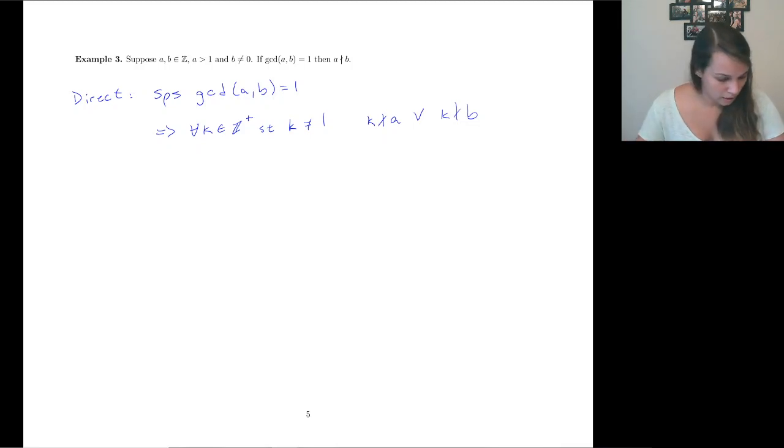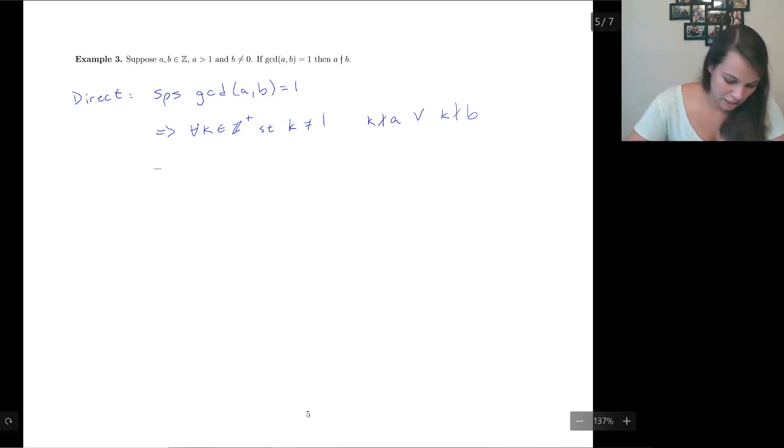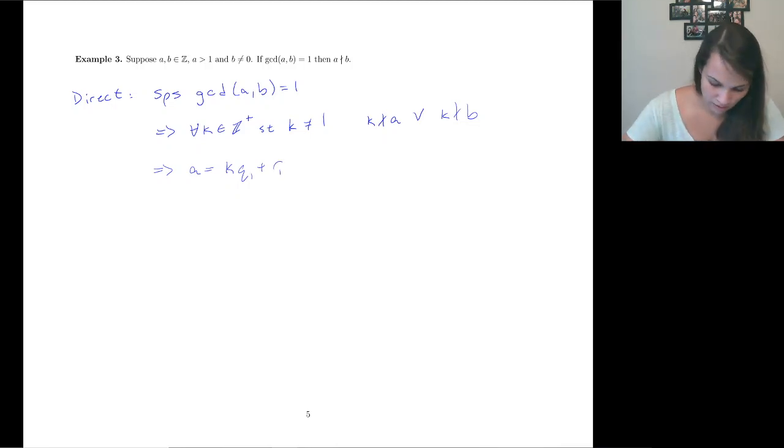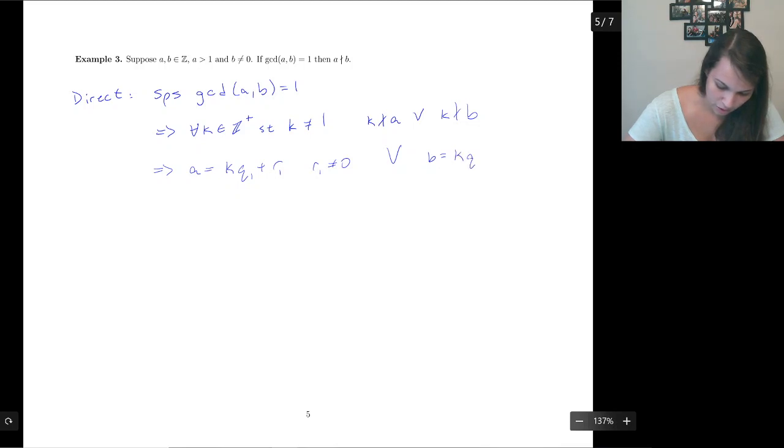So here we go. We can chase it maybe a little bit further. We could say that A maybe equals K times Q1 plus R1, and R1 doesn't equal 0, or B equals K times Q2 plus R2, and R2 doesn't equal 0.